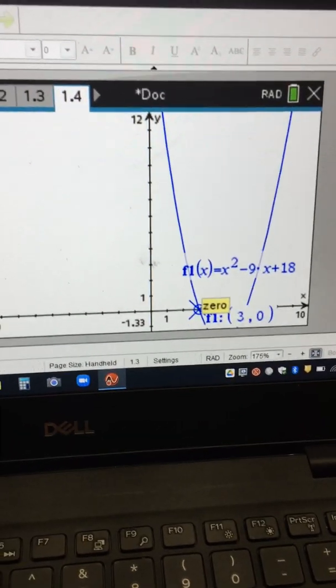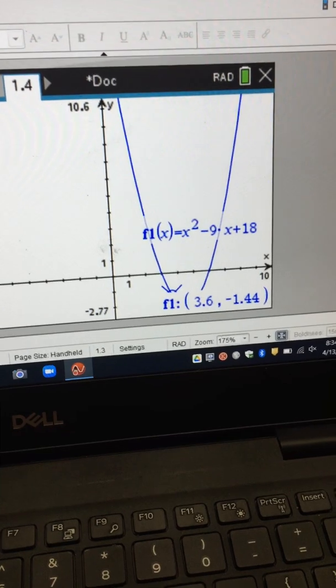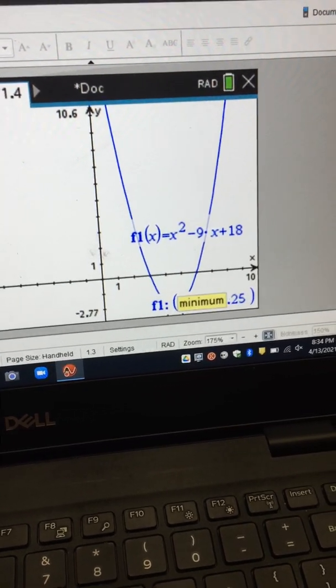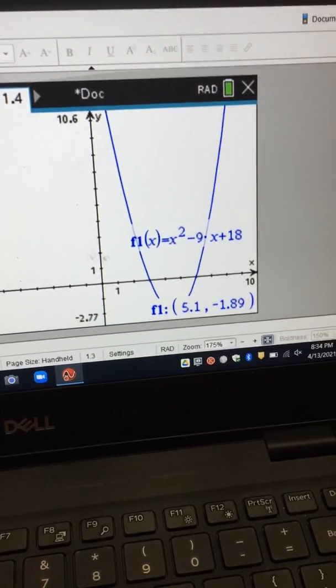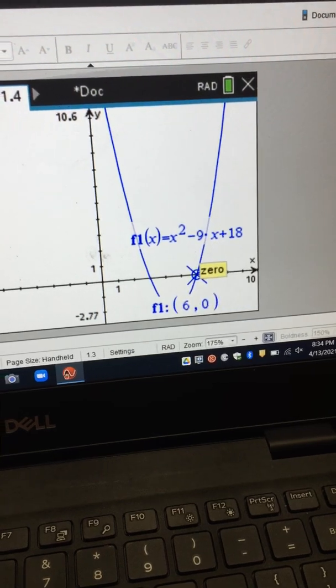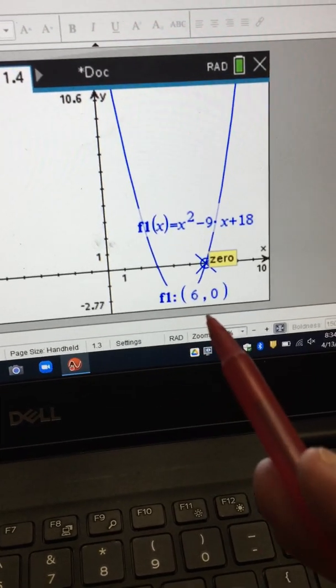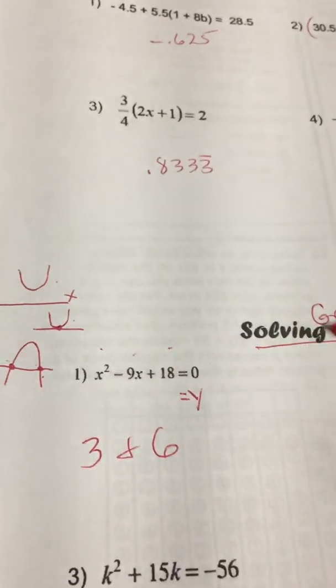So I'm going to continue on around the parabola, down past the vertex. Now I'm on the vertex and then back up the other side. And here I come up, and there's the other one. So it's crossing at 3 and 6. So 3 and 6 are the two solutions.